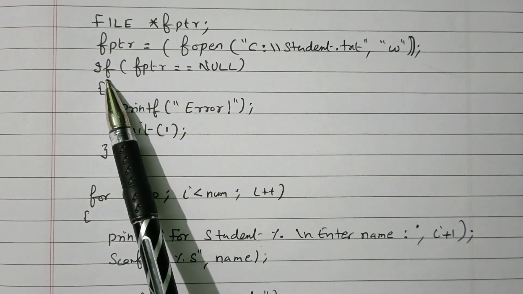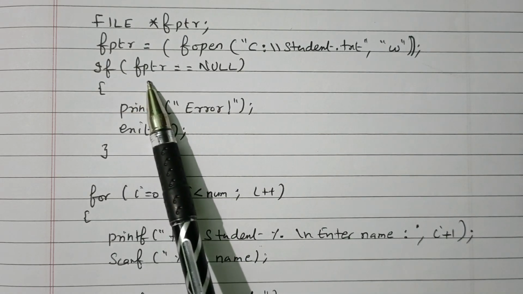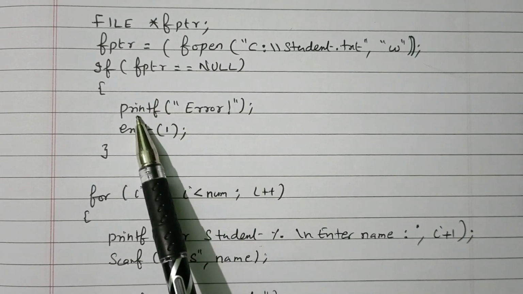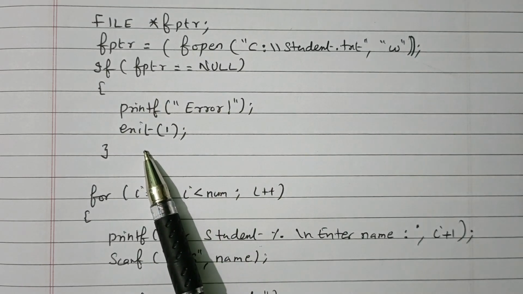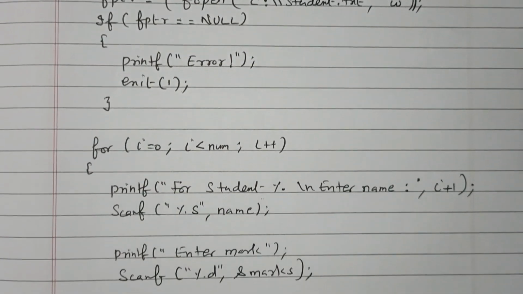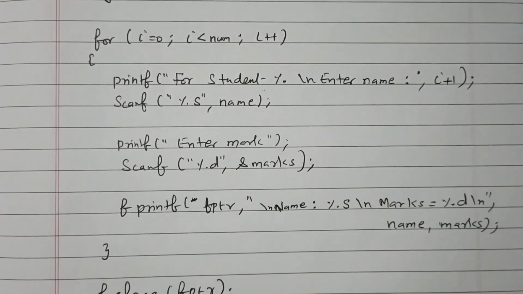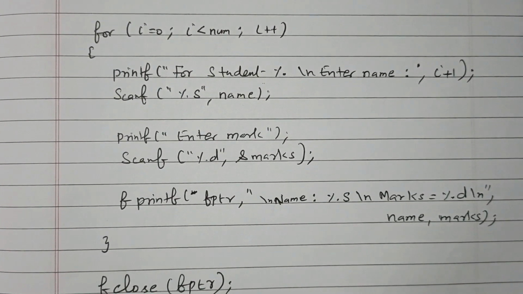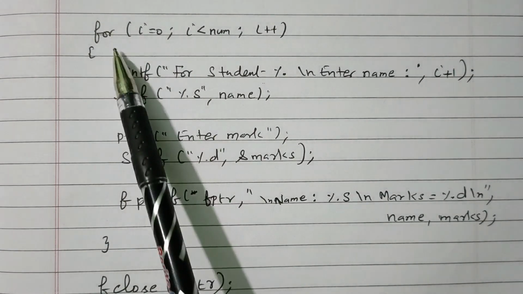Now if any error is there, that must be verified. If file pointer equal to NULL, printf error and exit. We cannot proceed if any error is available. If the error is not available, we can proceed. What we need to do is get the student name and mark from the user, and that should be stored in a file. So for that we are opening the for loop.